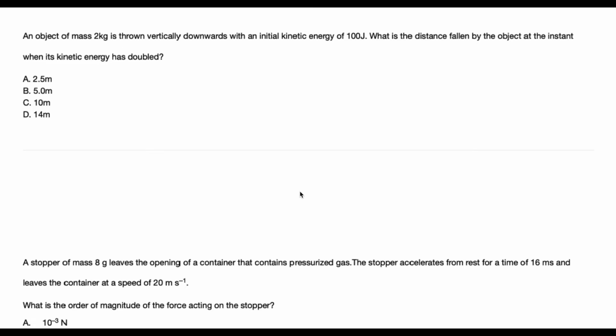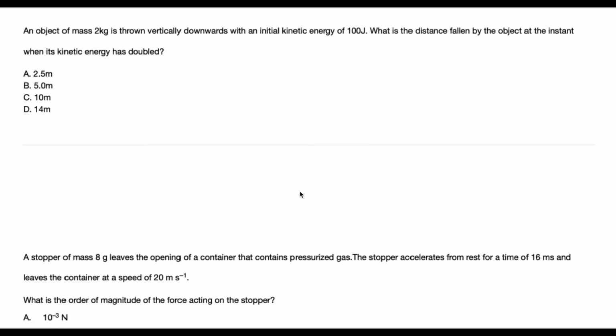An object of mass 2 kg is thrown vertically downward with an initial kinetic energy of 100 joules. What is the distance fallen by the object at the instant when its kinetic energy has doubled? So initial kinetic energy is equal to 100 joules, and final kinetic energy is equal to 200 joules since it has doubled. So the change in kinetic energy is equal to 100 joules.